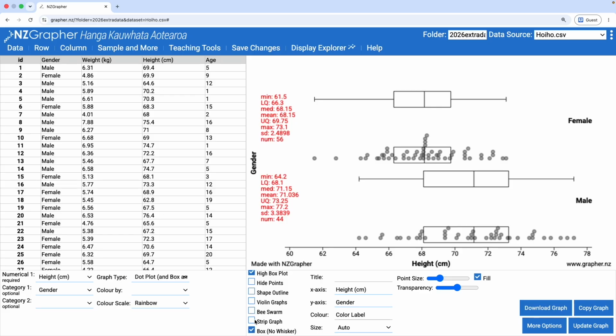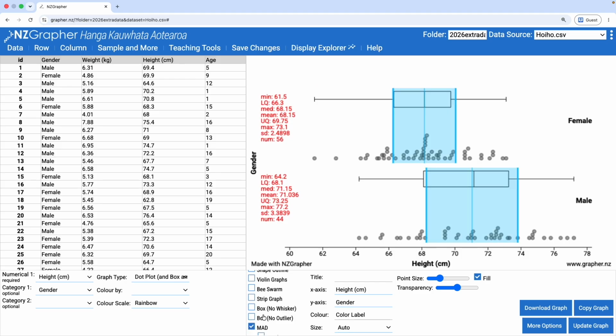Sometimes it's nice to see a box without the whiskers. Depends what you're trying to look at. Sometimes we like boxes without outliers. This particular data set doesn't have an outlier, but the rule for the outlier is if it is more than 1.5 times the interquartile range, less than the minimum or more than the maximum.